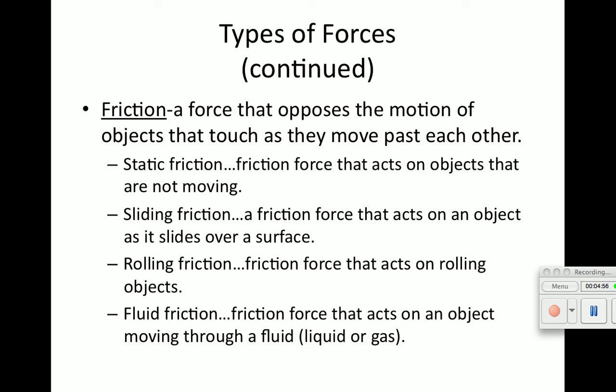And you don't even really notice our atmosphere until it's a very windy day, and that wind that's pushing against you, that's part fluid friction that you have to walk against.